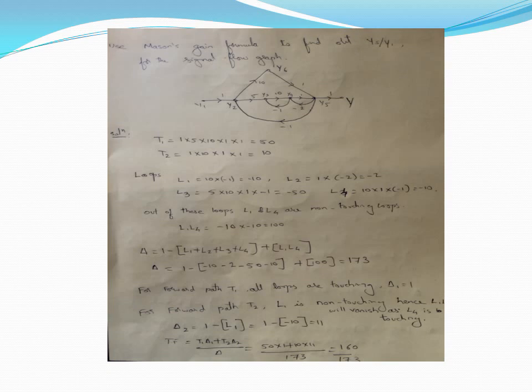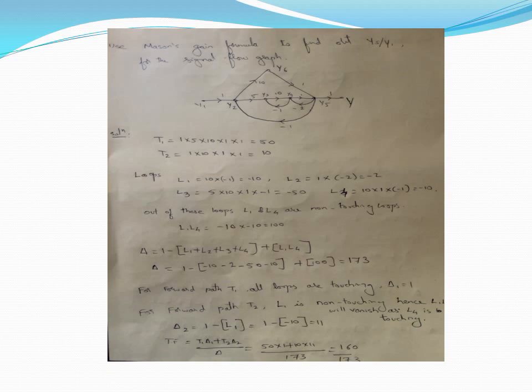Then we have to find the combinations of two non-touching loops. So if you see L1, that is y3 going to y4 and back to y3, it is not touching the last loop, that is L4, which is y2, y6, y5 and y2. So these two are non-touching loops, a combination of two. I don't see any combination of three non-touching loops.